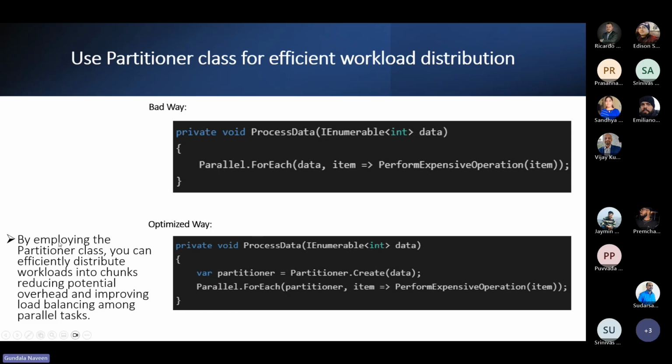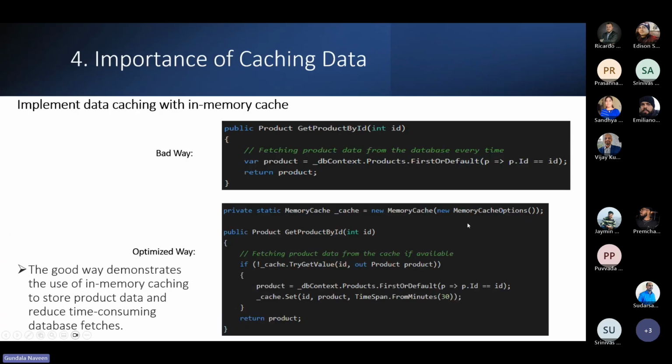And this way, by employing the Partitioner class, you can efficiently distribute workloads into chunks, reducing potential overhead and improving load balancing among the parallel tasks. By using this Partitioner, we can divide the work into chunks and distribute the load evenly between the processors. So that is the use of the Partitioner class in C#.